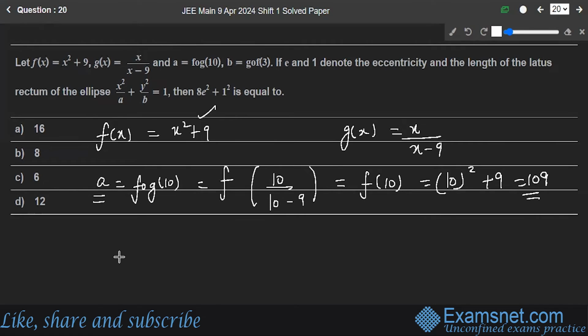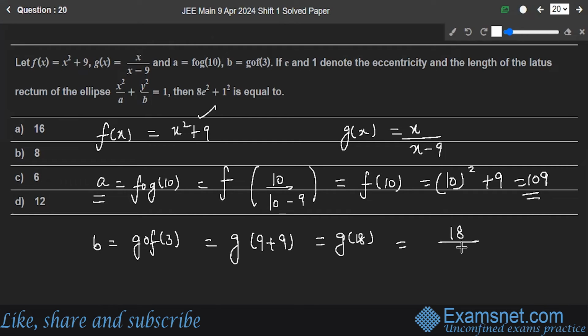Okay. Now b, g of f of 3. So f of 3 is equal to 9 plus 9, because 3 square is 9, plus 9, that means g of 18. And g of 18 is given by 18 upon 18 minus 9, which is equal to 2. So that means your b is equal to 2.